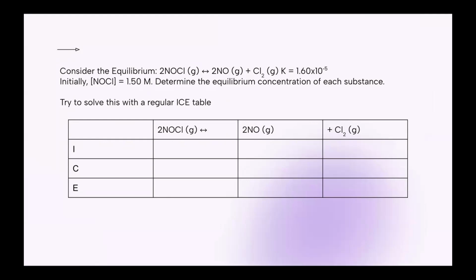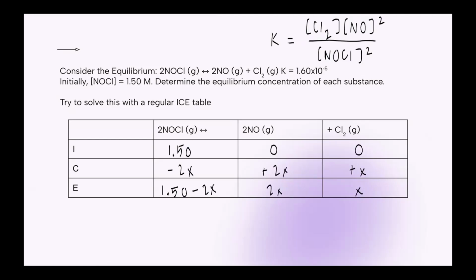We're going to start by doing a review of equilibrium problems and setting up ICE tables using this example problem. So I gave you a reaction and a K value, and we know that initially the concentration of NaCl is 1.50 molar, and your job is to determine the equilibrium concentration of each substance. So go ahead and give that a try. See if you can fill out the ICE table and set up the equation for K and maybe even calculate the equilibrium concentrations.